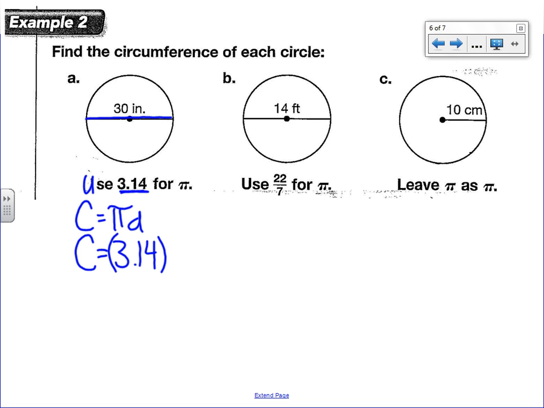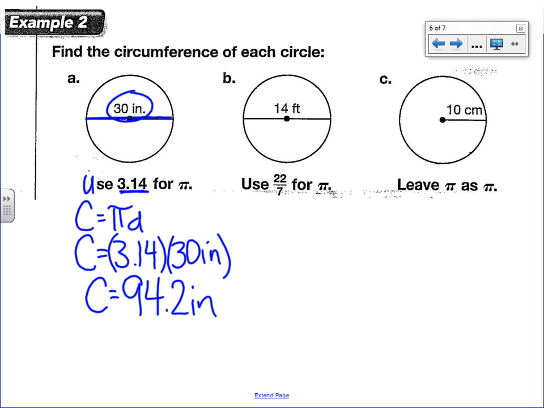Remember, when we substitute, we always use parentheses. And instead of the diameter, I'm going to use that 30 inches that they showed us. So I'm going to put in 30 inches. So 30 inches times that pi of 3.14 is going to give us a circumference of 94.2 inches. Final answer. Okay? Very, very little work to be done there.